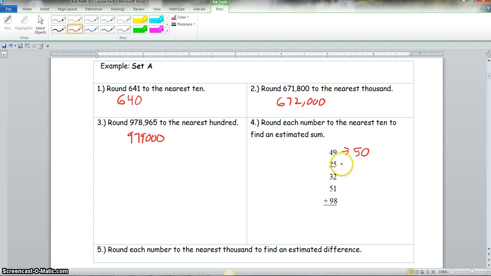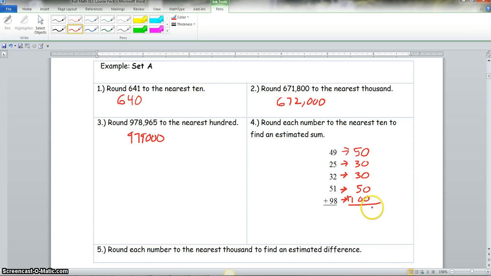So 9 is greater than 5, so 49 becomes 50. 5 is 5 or greater, so 25 becomes 30. 2 is less than 5, so 32 becomes 30. 1 is less than 5, so 51 becomes 50. And then 8 is greater than 5, but we have to add 1 to this 9, so that becomes 100.